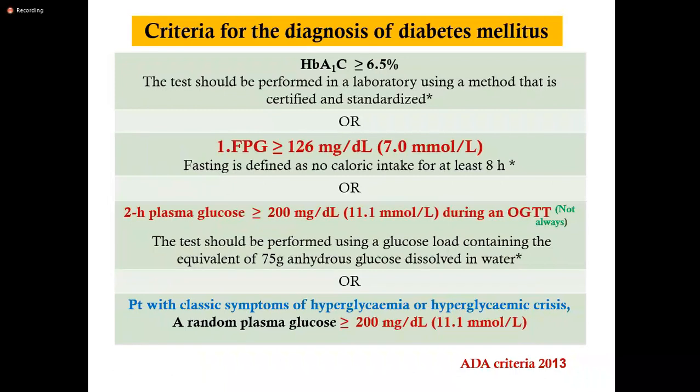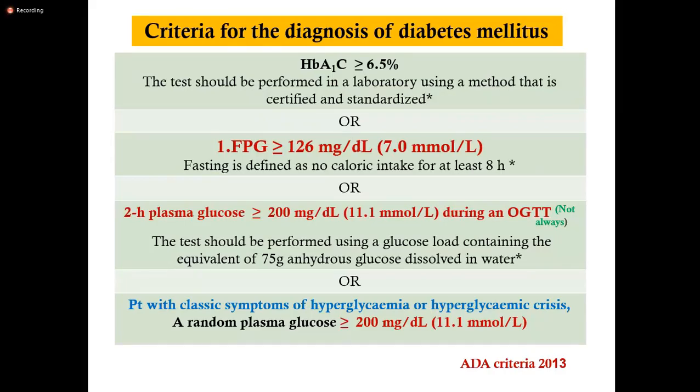But there is a criteria here. What is the criteria? Patient with classic symptoms of hyperglycemia or hyperglycemic crisis. What does that mean? Say, now I think I am having diabetes. If I just go and do random blood plasma glucose, can you use that as a diagnosis? Can you use in the diagnosis? No, you can't, because I don't have classical symptoms of hyperglycemia or hyperglycemic crisis. Say I am admitted to a ward with DKA or non-ketotic hyperosmolar coma.